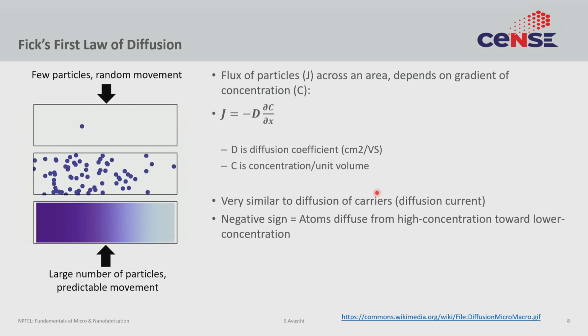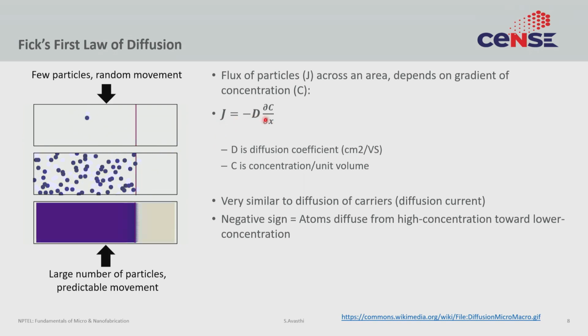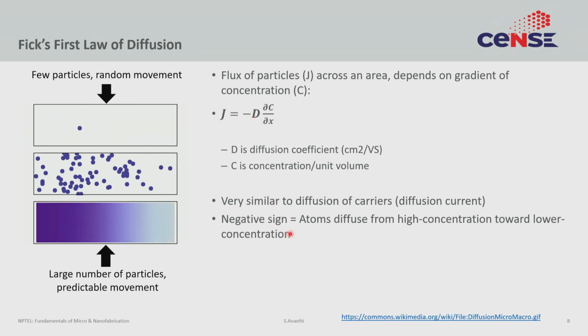This is very similar to the diffusion of carriers. The only difference is this diffusion constant D is much different. There is also a negative sign, which is simply a mathematical way of saying that it is going from higher concentration to lower concentration. So, it is the negative of the gradient.